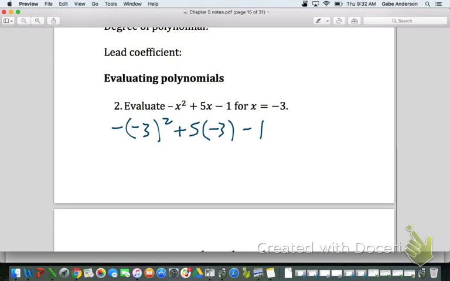Ben, what do you think? -9. Anybody differ in that opinion? Jay, what do you think? So it's either going to be -9 or 9 right there. We got to decide which it is. Haley, what do you think? Well, I think it's -9 because if the negative wasn't in front of the parentheses, then it would be 9. But since it's there, then it's -9. So -9 is correct, and your reasoning is quite good.